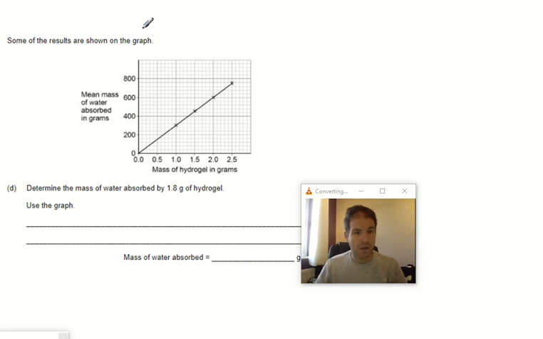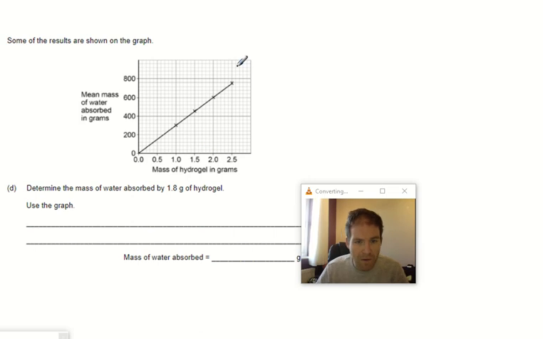Some of the results are shown below in the graph. Mean water absorbed in grams against the mass of hydrogel in grams. We're seeing a direct fit here, so we've got a directly proportional graph as it goes through the origin. Determine the mass of the water absorbed at 1.8. So what we need to do is find 5, 6, 7, 8, 9, 10.